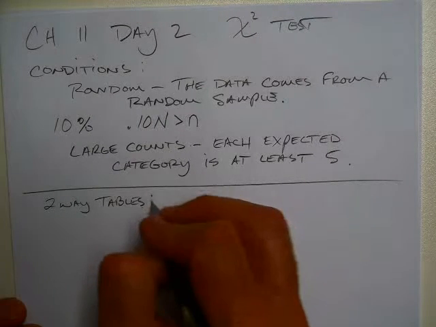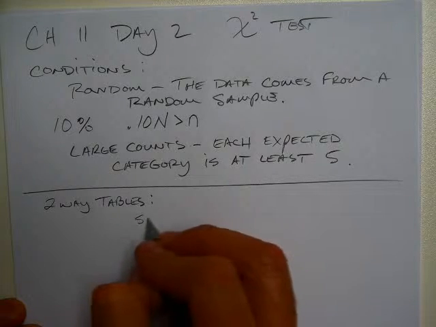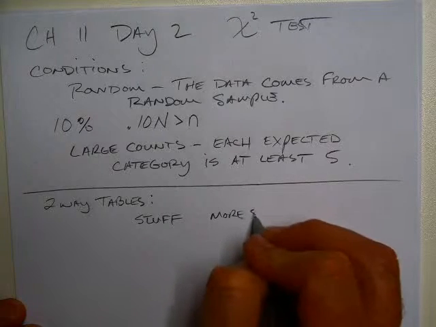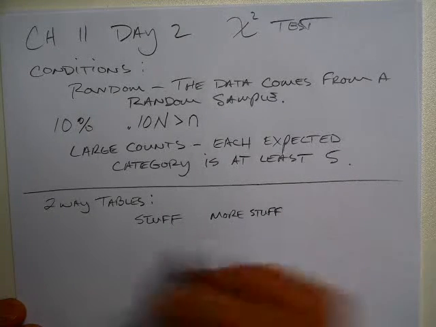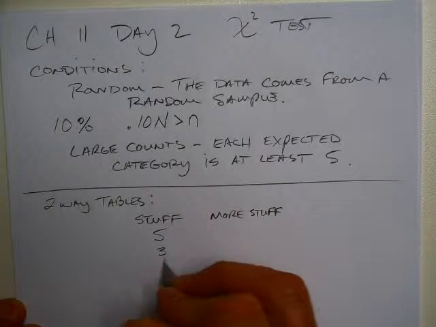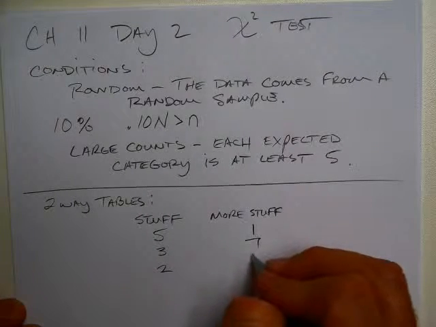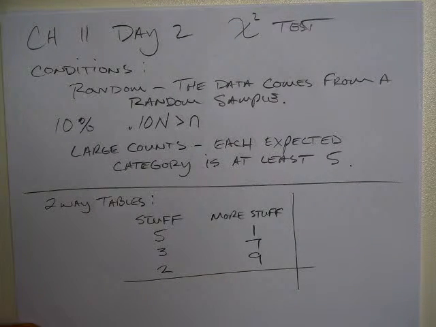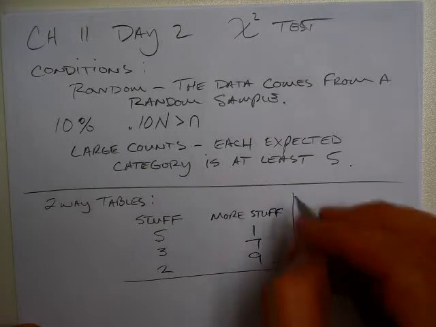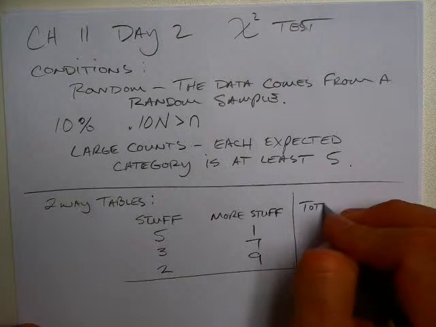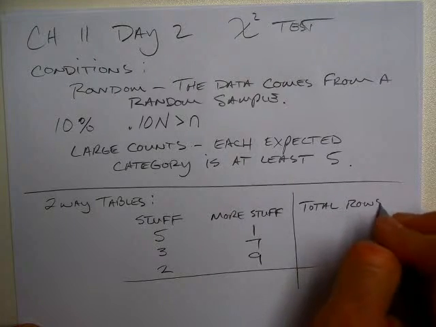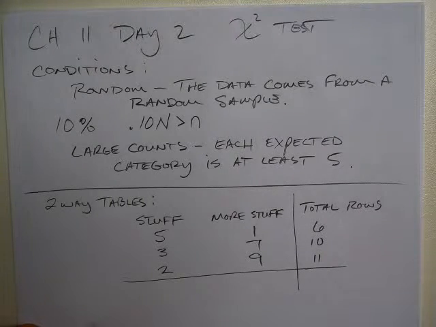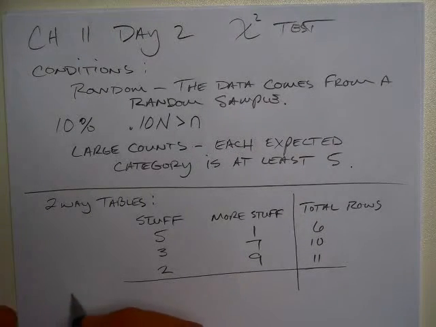Two-way tables are something we learned about last fall, early. We had stuff, and then more stuff, and maybe my stuff was a 5 and a 3 and a 2, and my more stuff was a 1 and a 7 and a 9. And then we had row totals, so 6 and 10 and 11. And then we had, hang on to that word, column totals.